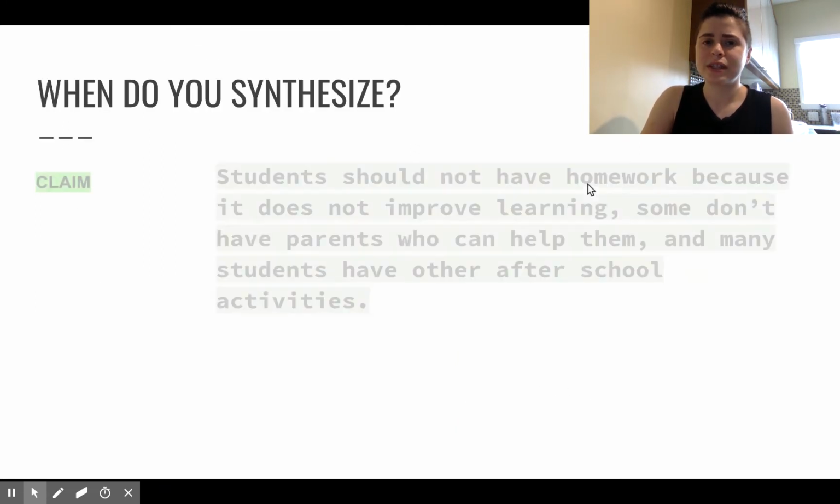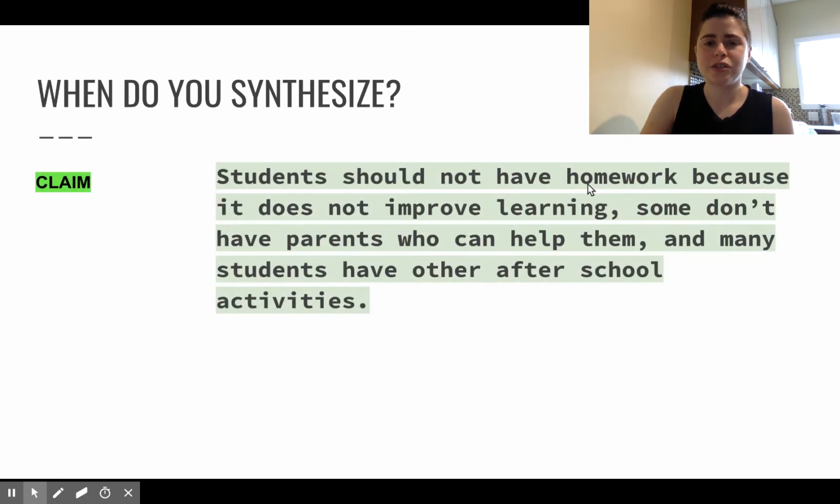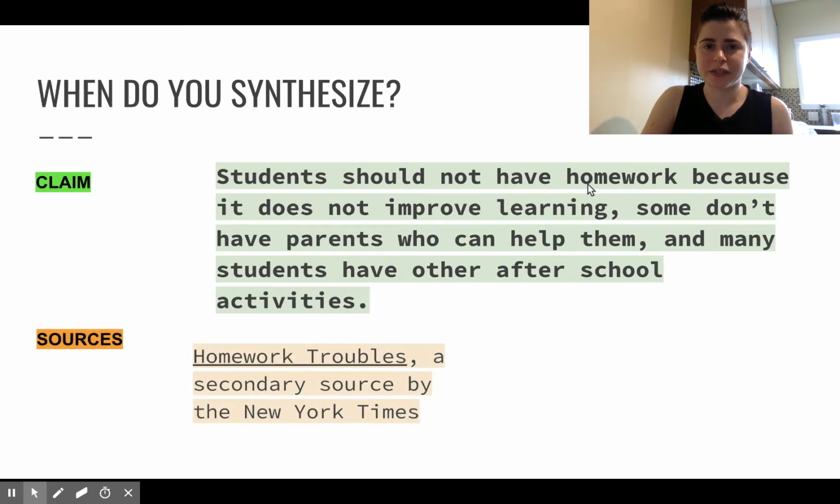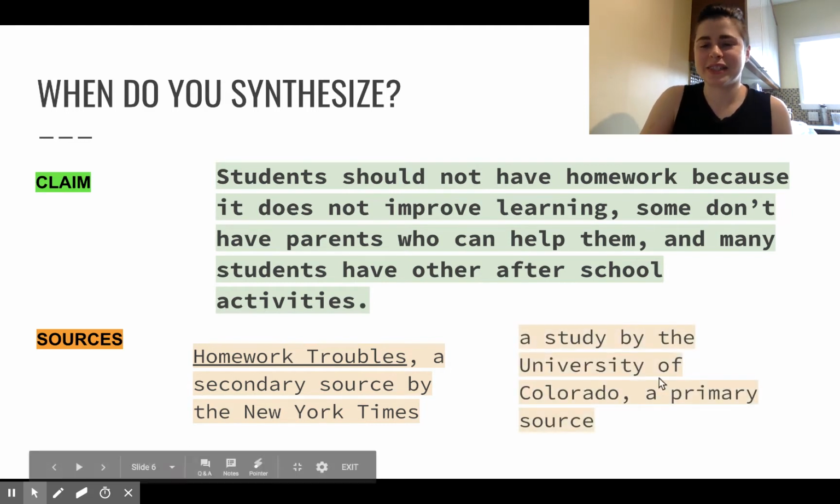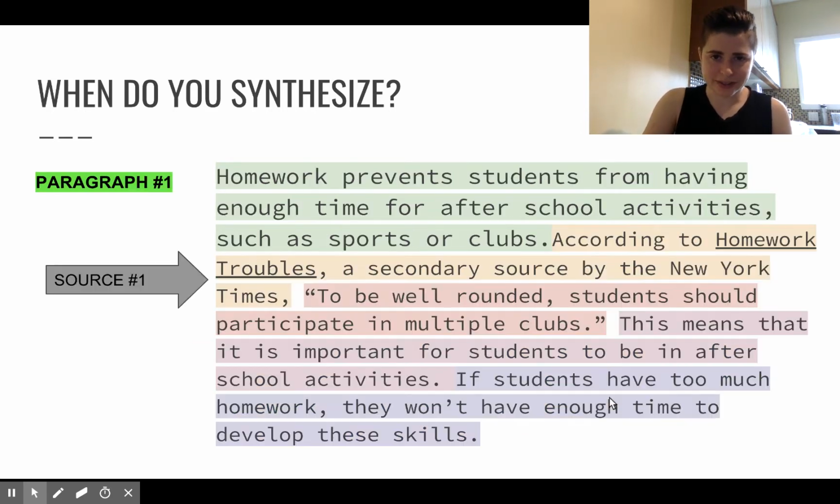So when do you synthesize? Well, first when you come up with your claim, you usually get your claim from multiple pieces of evidence. So let's say that I have a claim about students who should not have homework. And I have two sources for that claim. I used Homework Troubles, which is an article that I made up by the New York Times. And we have a study by the University of Colorado, primary source. So we got two different sources and we looked through them and we found our evidence.